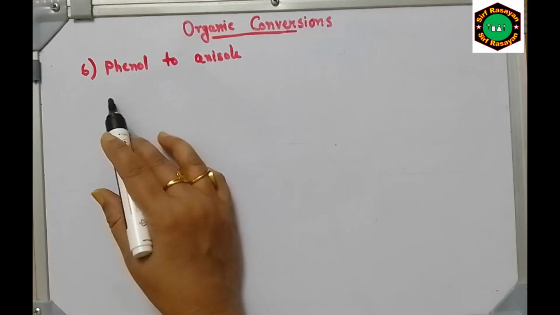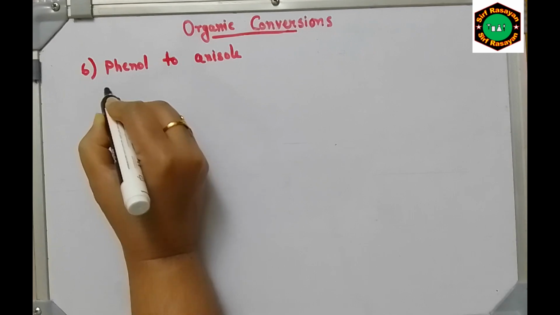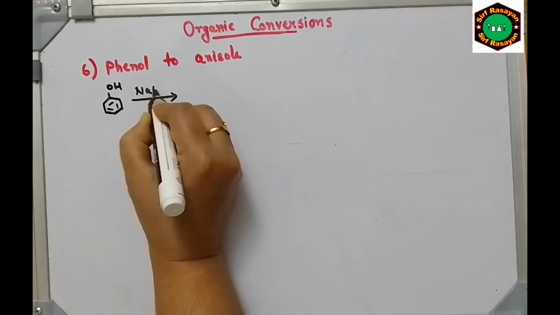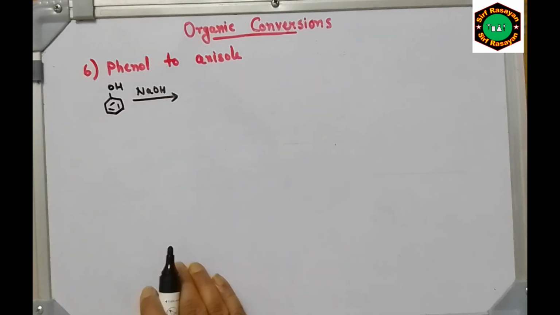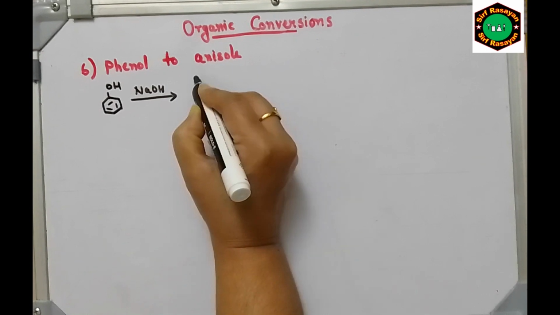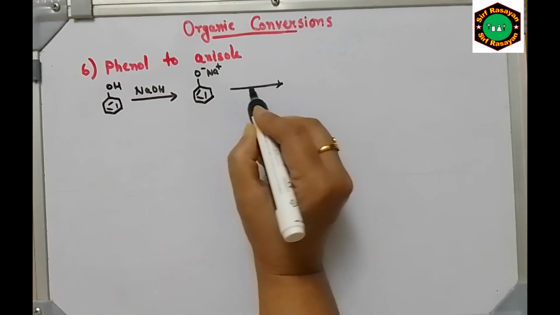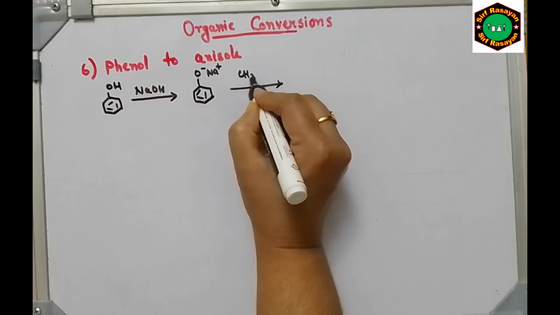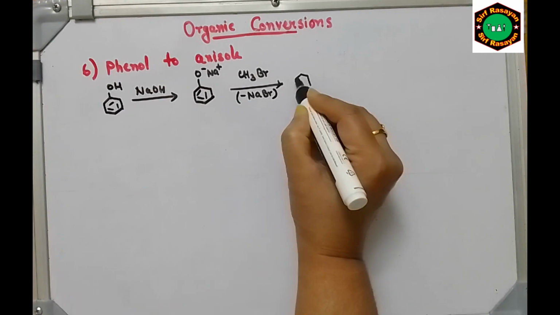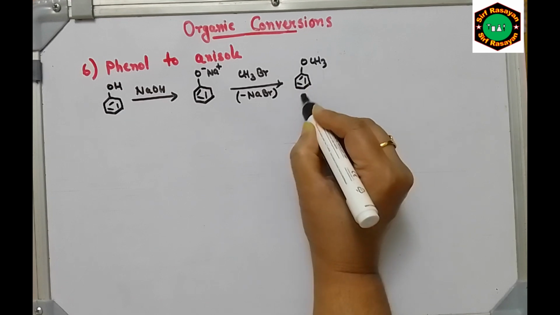Next, how you will convert phenol to anisole? Take phenol, treat it with sodium hydroxide. Phenol is acidic, so in presence of sodium hydroxide, you will get sodium phenoxide. Now if you treat this compound with CH3Br, removal of NaBr will take place. You will get OCH3, means this is anisole.